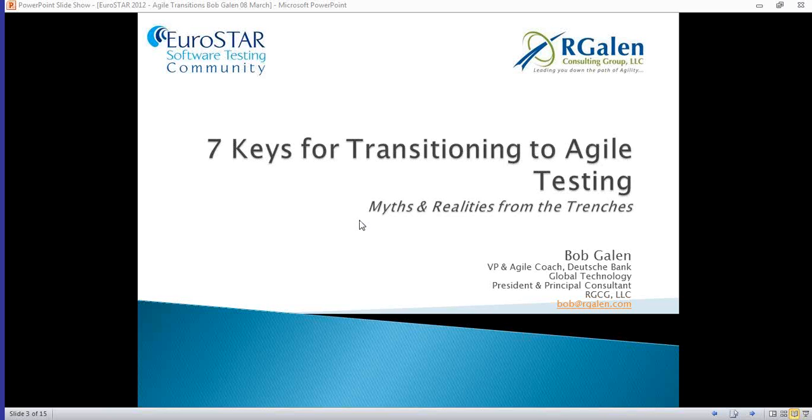So we want to talk about the 7 keys for transitioning to Agile testing. There's nothing magical from my point of view about the number 7. It's just some areas that I wanted to explore as part of this webinar. I don't know if they're the most important, but they're things that I want to get you thinking about when you're moving from what I would call traditional testing, to Agile testing.